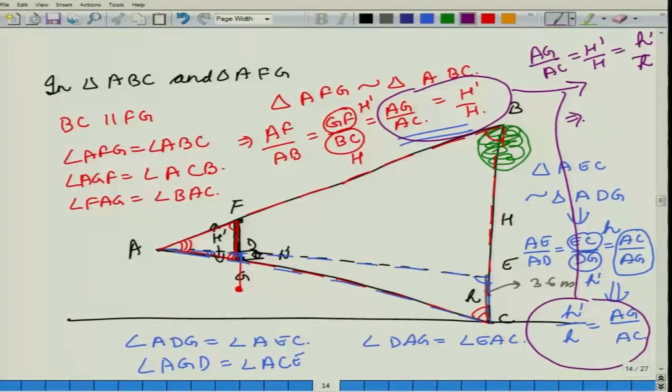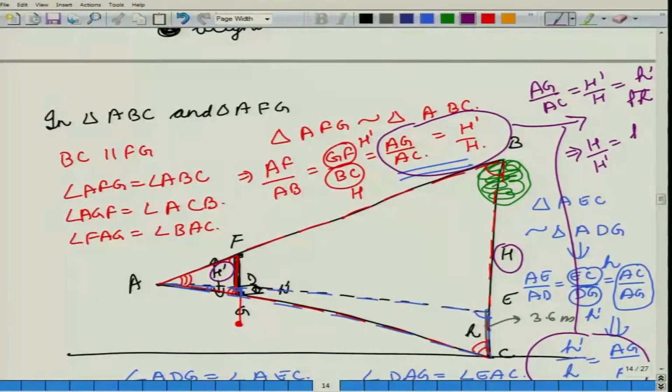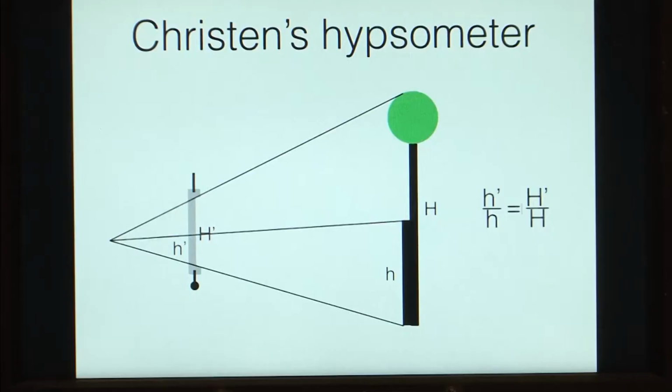So, we have that H upon H prime, the height of the tree divided by the length of the hypsometer, is equal to small h upon small h prime. Small h is the length of the staff and small h prime is the portion on the hypsometer that is subtended by the staff. So, in this way we can figure out the lengths of the triangle.